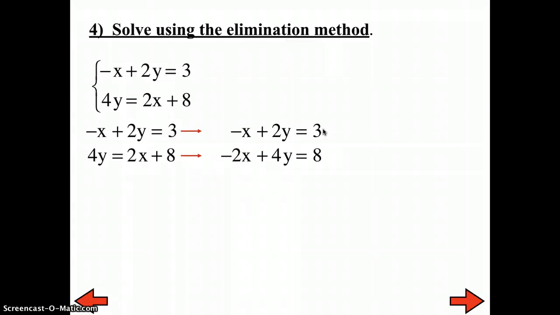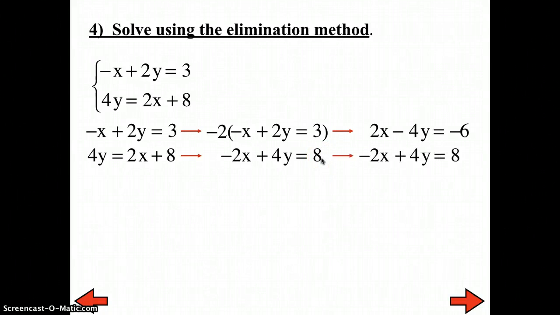Notice again that I have a choice between 2 or 2. So in this case, it really doesn't matter. I'm going to show you the other way. I'm going to go ahead and try to eliminate the y's in this case. So I'm going to multiply by a negative 2. Notice we did say we had to change one of the signs, and that's why I chose a negative 2 versus a positive 2. I'm going to go ahead and distribute, and my new equation is 2x minus 4y equals negative 6. The second equation I'm just going to go ahead and copy because I didn't have to change it at all.